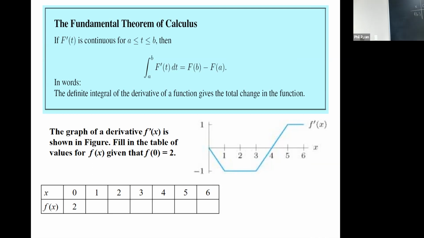Okay, between 1 and 2, we've got a constant negative rate of change. The rate of change is -1. So the change from 1 to 2 is -1. So we must be at 1/2. At 3, from here to here, we're still at this -1. So we're going to be at -1/2.